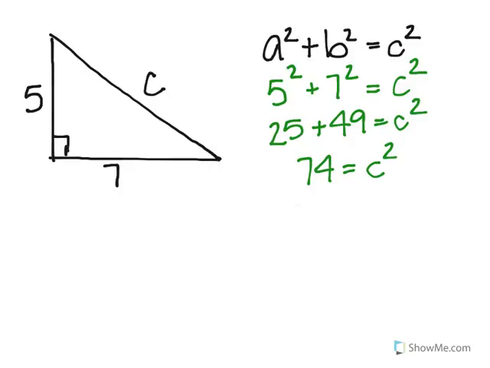So the 74 represents what C squared is, not just what C is. So we have to figure out what C is. C squared is 74, so now we have to take the square root of both sides. Use your calculators, the square root of 74 is approximately 8.6. So then C is 8.6 for this triangle.